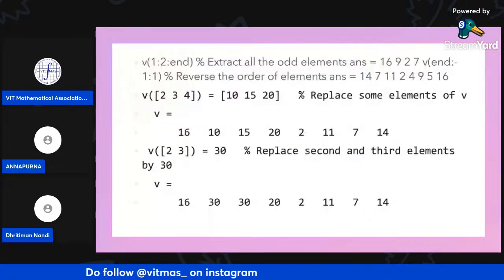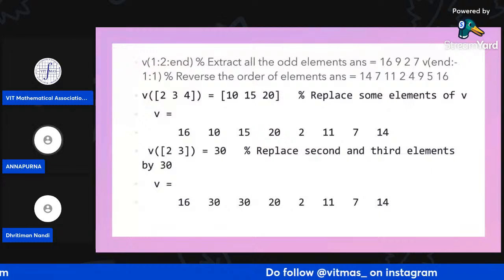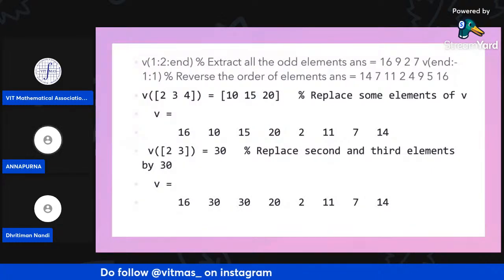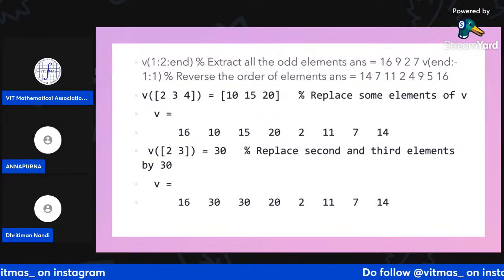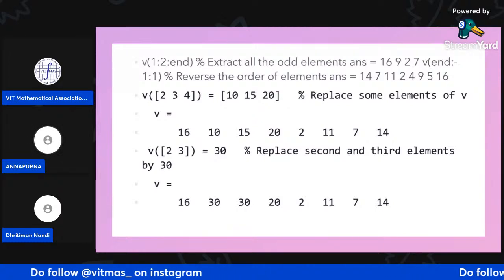Yeah, you guys can replace different elements after making the matrix. Suppose you have a matrix and you realize that you have made an error and you want to replace that element, right? So it'll be like v([2, 3, 4]) and you point out that elements 10, 15, and 20 means v of second, the second element of the matrix, I want to replace it with 10. And third element of the matrix gets replaced by 15. Fourth element of the matrix gets replaced by 20.